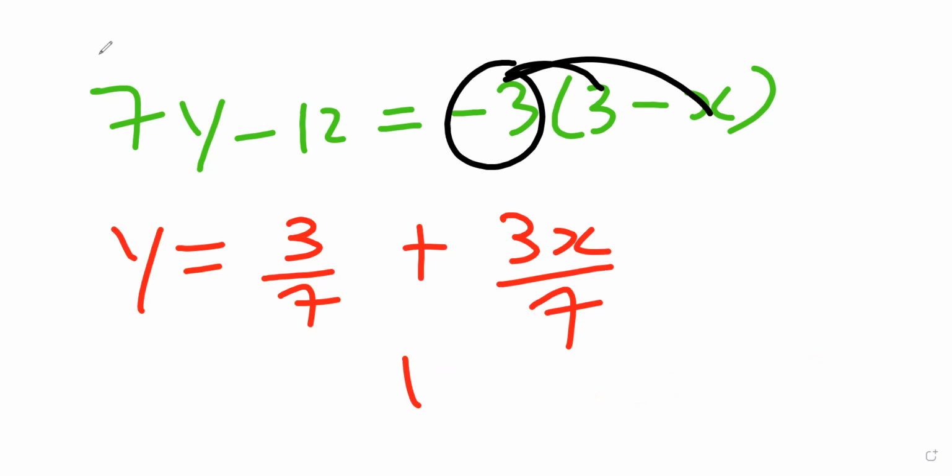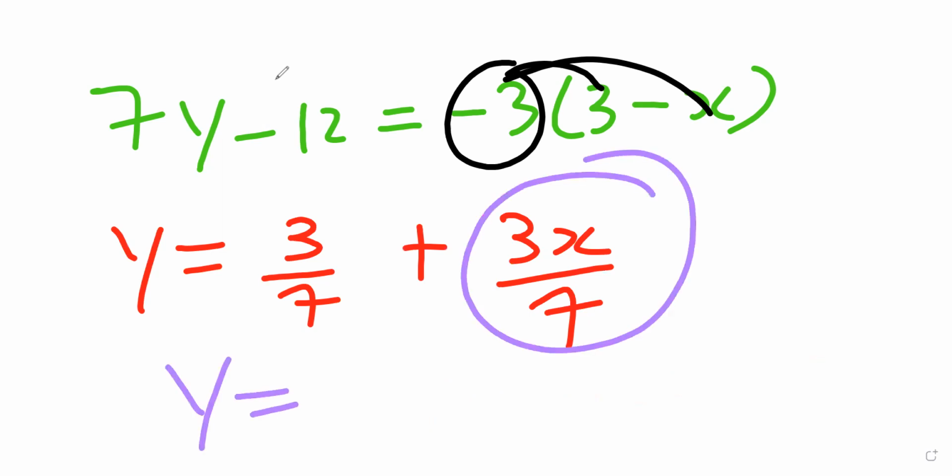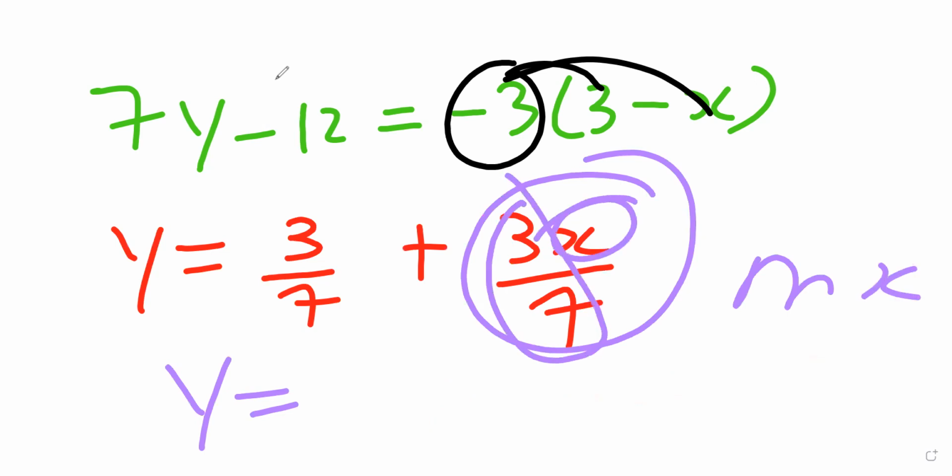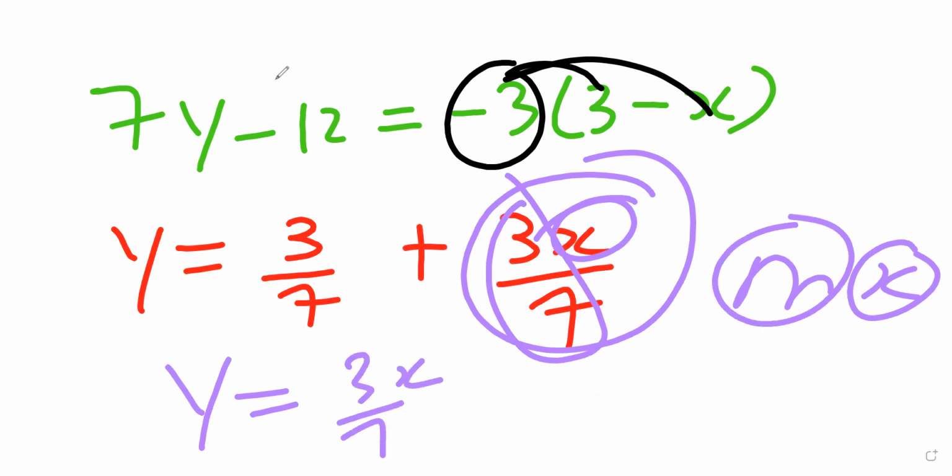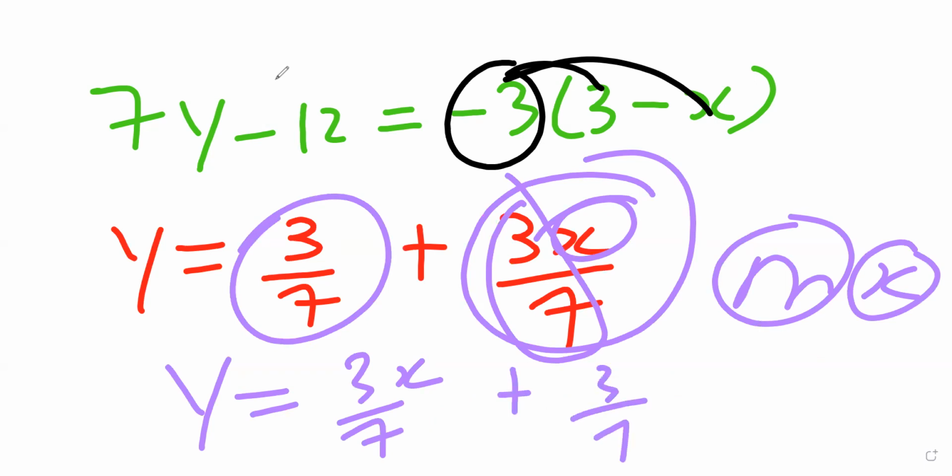So we actually rearranged this equation, but the expected form is to have it like this. y is equal to, so we're going to take this part, which is the mx. So this is our gradient m, and the x is the same x. So we have 3x over 7. And this is our constant c, which is just 3 over 7. And so we have rearranged the equation in the form that we want it to be. Very, very simple.